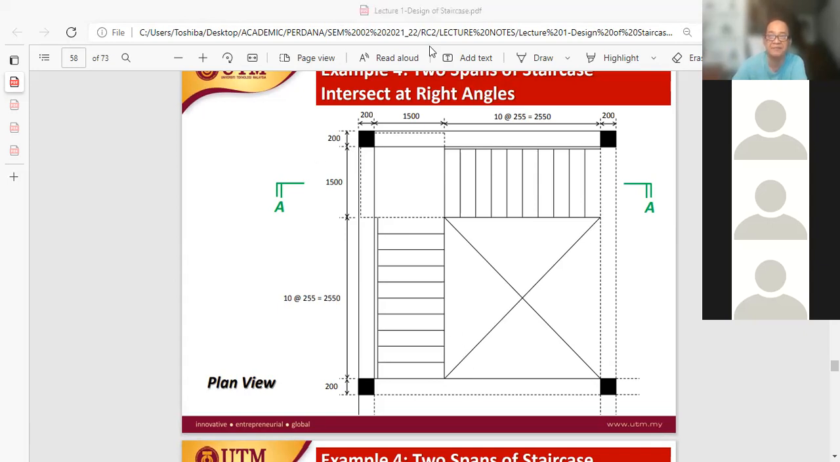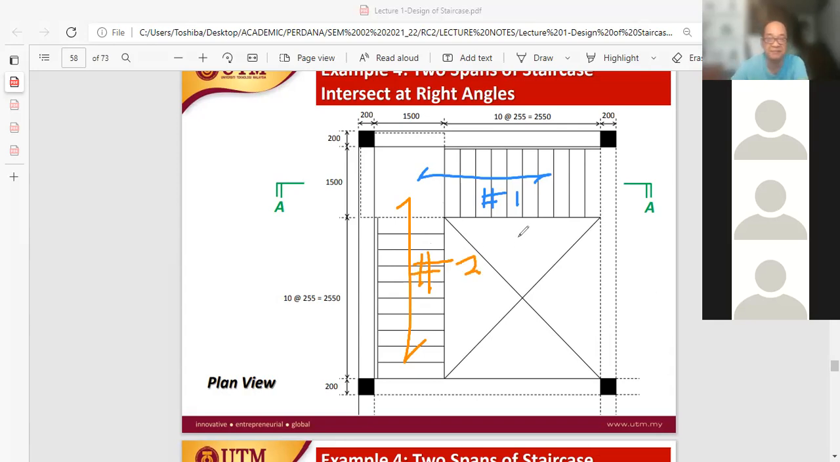Now, if we look closely, pertama sekali, let's say this is our flight number 1. This represents my flight number 1. Katalah saya namakan ini sebagai flight number 1. And I have my flight number 2. Larian kedua. This is my second flight. Flight number 2. Okay.